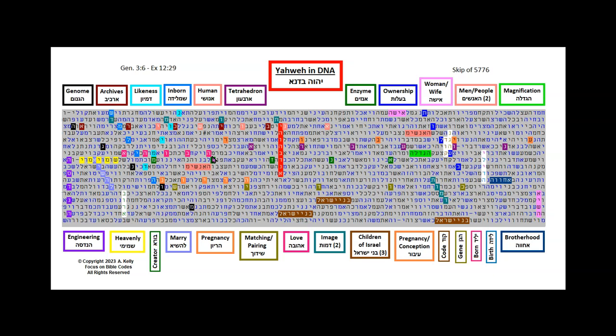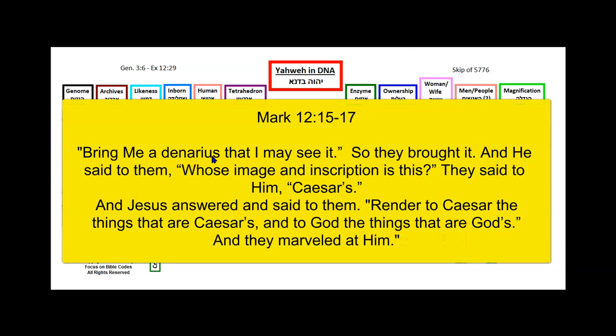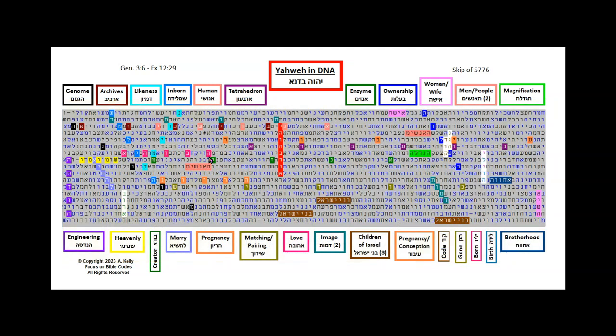When Yeshua was asked if it was right to pay taxes to Caesar, he told them, "Bring me a denarius that I may see it." So they brought it, and he said to them, "Whose image and inscription is this?" They said to him, "Caesar's." And Yeshua answered and said to them, "Render to Caesar the things that are Caesar's, and to God the things that are God's." And they marveled at him. Whose image and inscription is in us, in our very DNA? Yahuwah's. So we should render ourselves unto him in humility, praise, and thanksgiving.